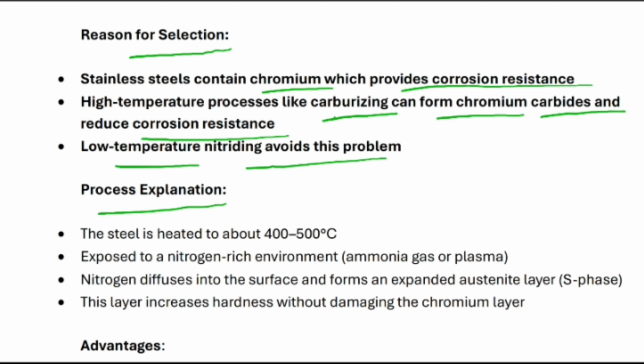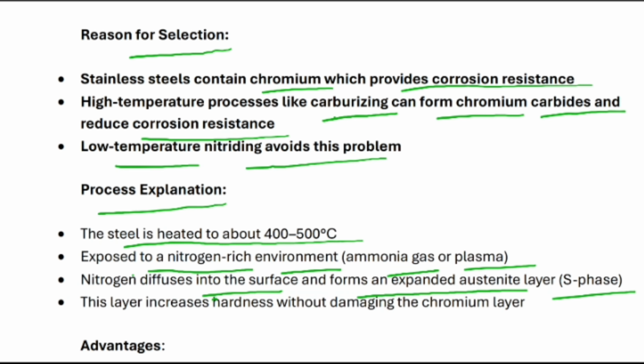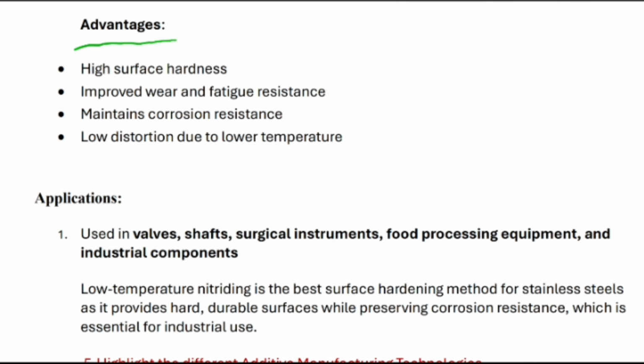The process is as follows: first, the steel is heated to about 400 to 500 degrees Celsius, and then it is exposed to a nitrogen-rich environment, ammonia gas, as plasma formation. Nitrogen diffuses into the surface and forms an expanded austenite layer, and this layer increases hardness without damaging the chromium layer. The advantages are high surface hardness, improved wear and fatigue resistance, maintained corrosion resistance, and low distortion due to the low temperature.